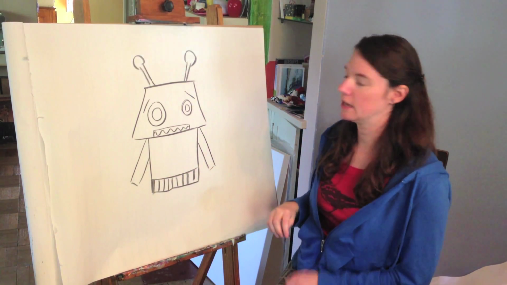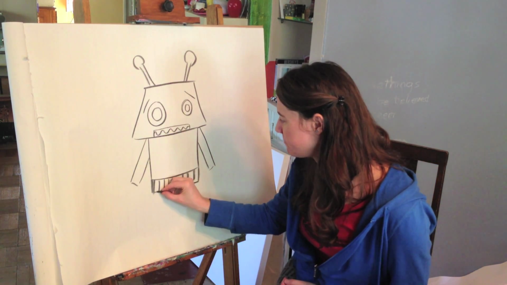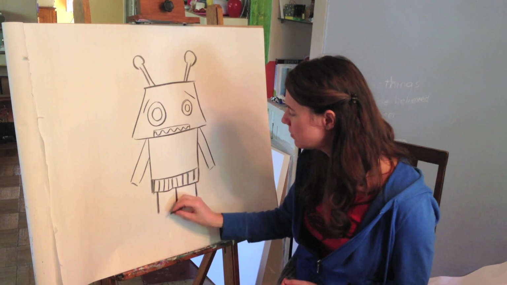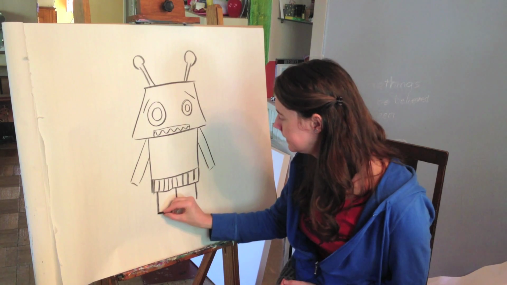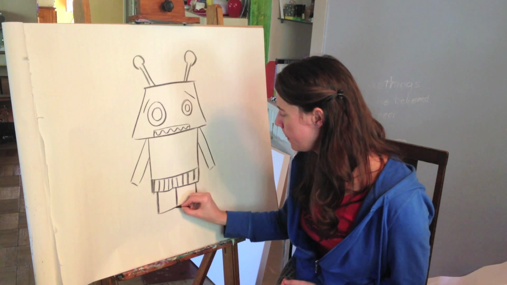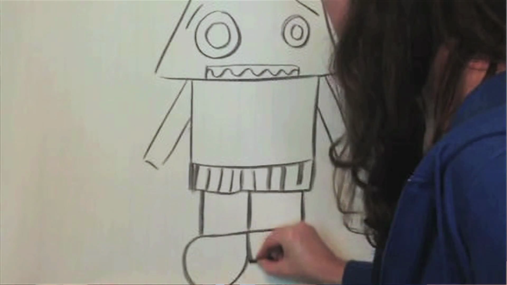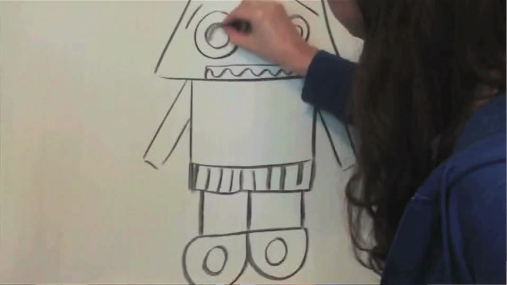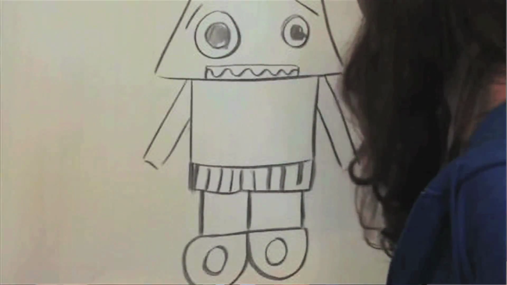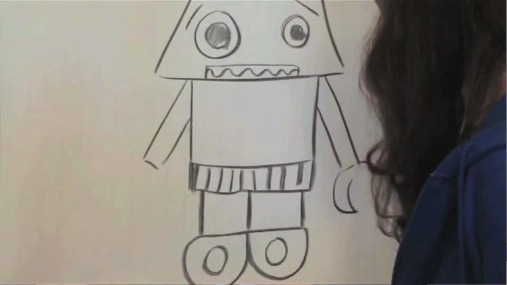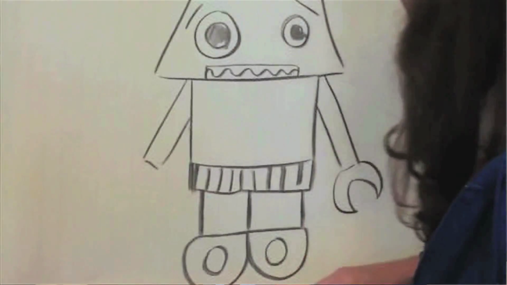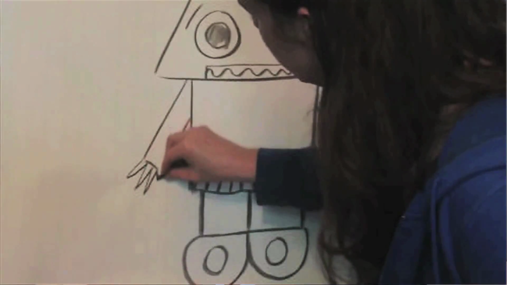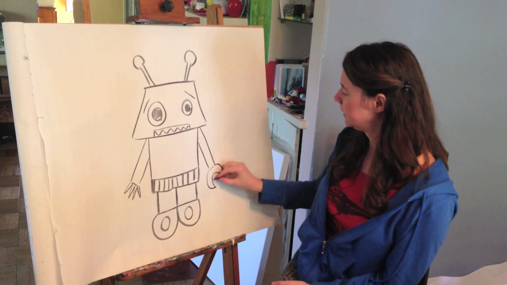I don't know what these are. Maybe he has striped shorts on. He's a robot, so who knows? Maybe he's a robot that works at a beach picking up garbage. There's his little hook hand to grab things. Maybe this one shreds garbage, or you can use it to pick it up.